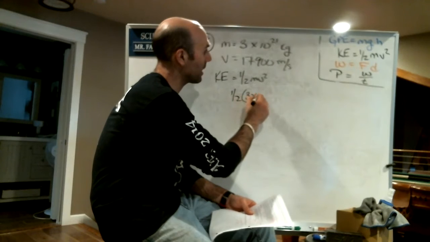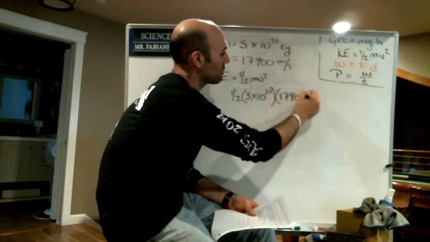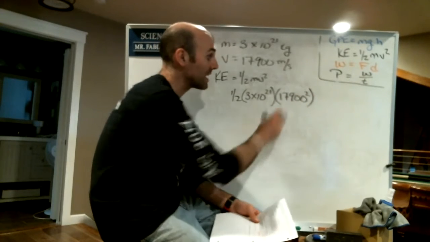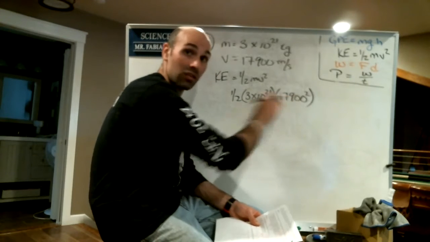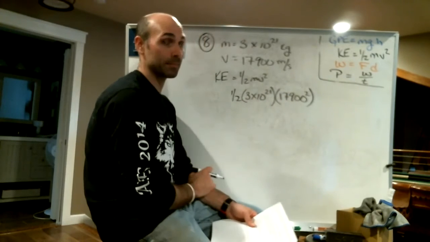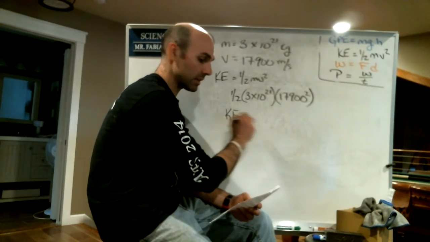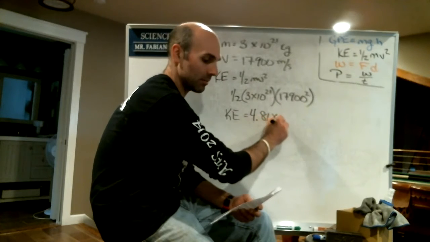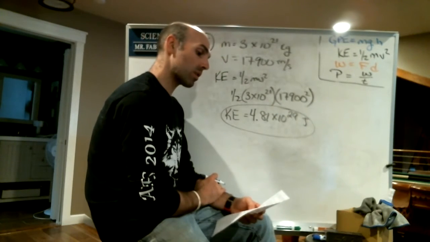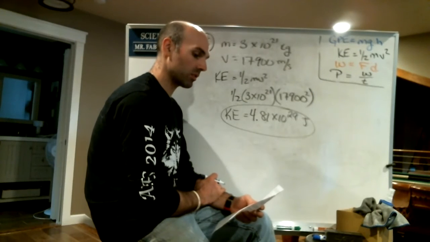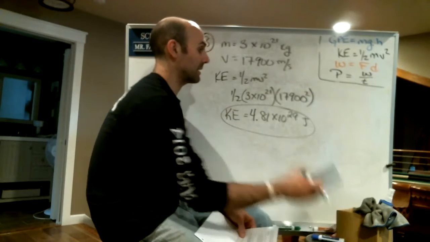1/2 times the mass, 3 times 10 to the 21st, times 17,900 squared. Make sure the only thing you are squaring is that 17,900. You do not square anything else. You square this first, then multiply, then multiply. In doing so, we get the kinetic energy as equaling 4.81 times 10 to the 29th joules. Excellent. Let's move on to number 9.